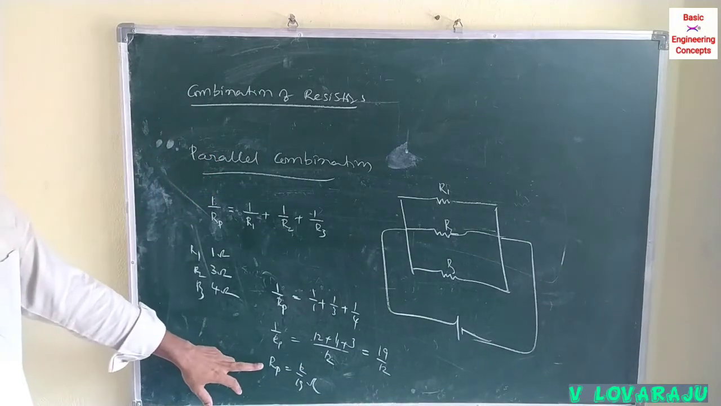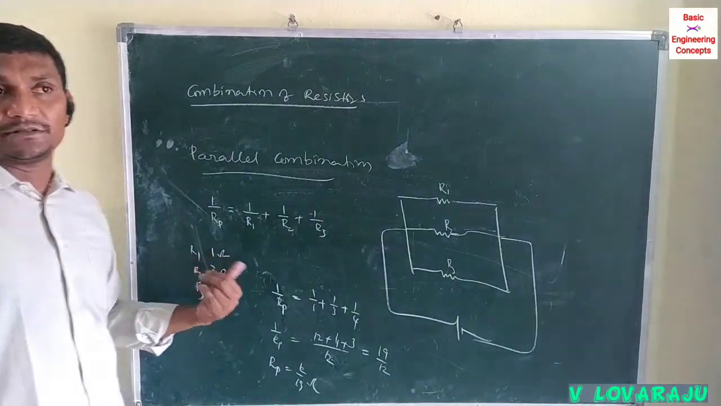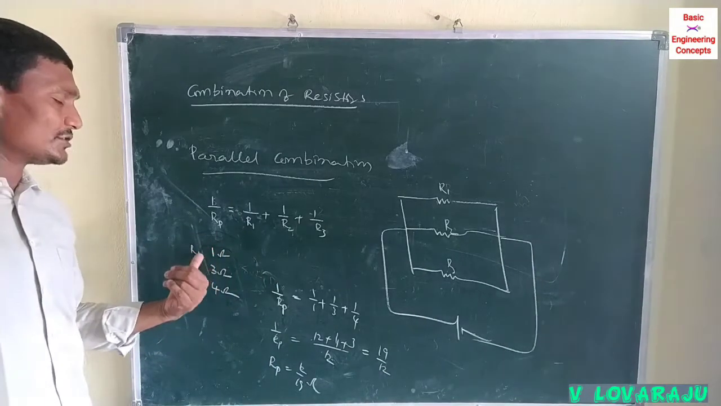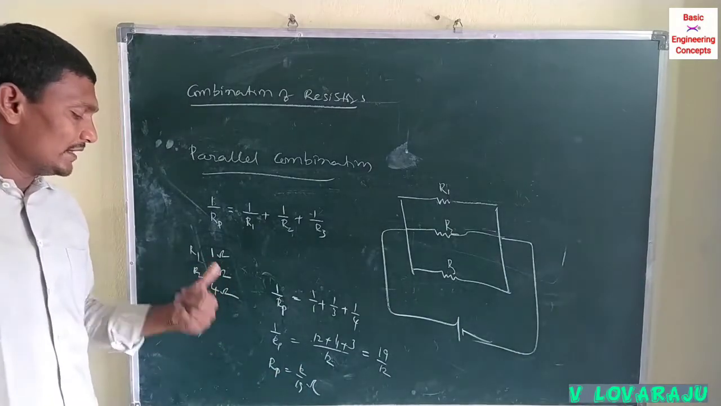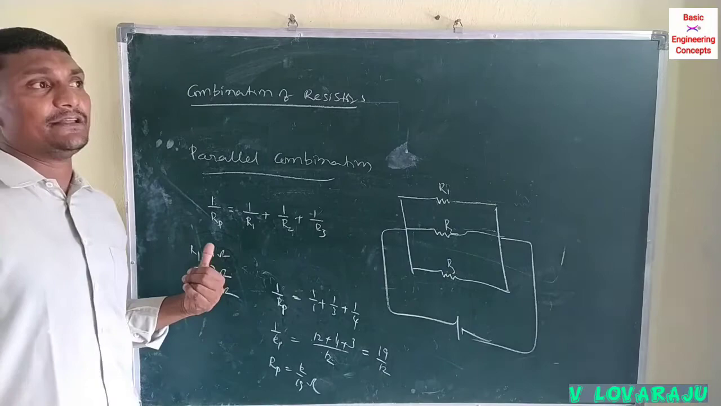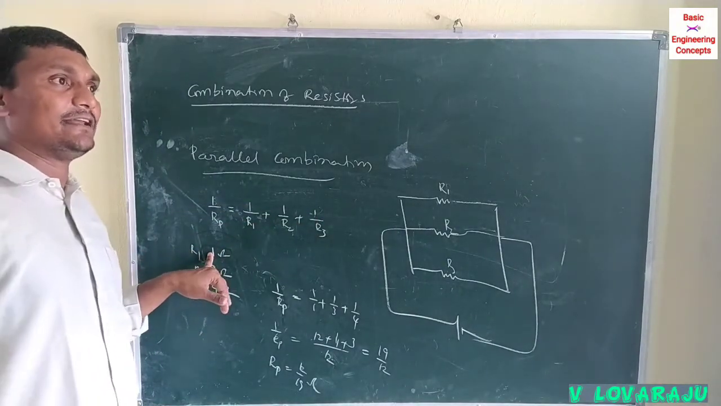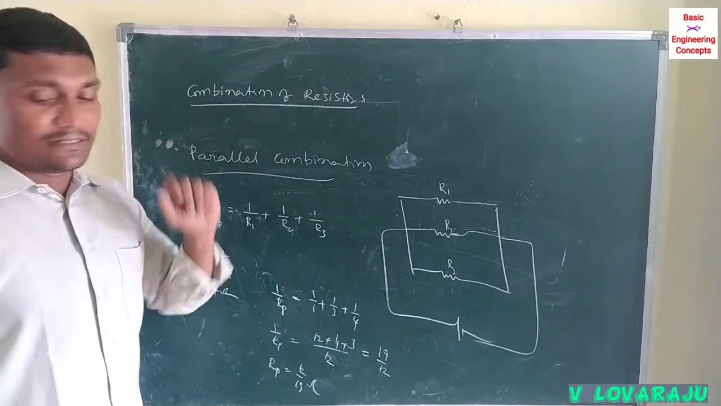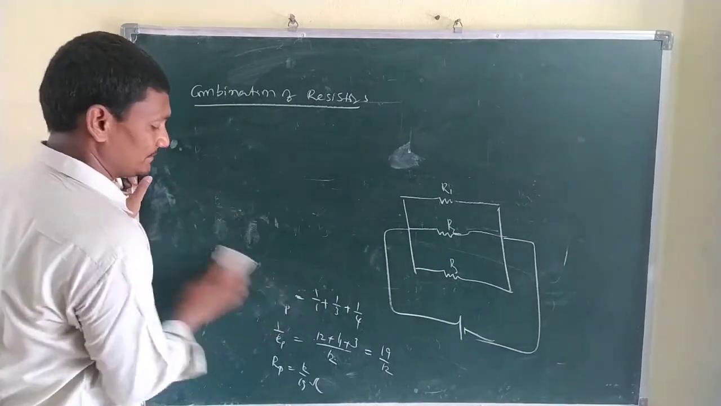The effective resistance in a parallel combination is always lesser than any value in the combination. The smallest resistor is 1 ohm, and 12 by 19 is less than 1. That is, Rp is lesser than the values in the combination. The effective resistance in parallel combination is always lesser, and in series combination it is always greater than the values in the combination.